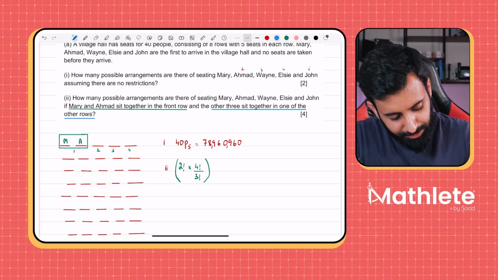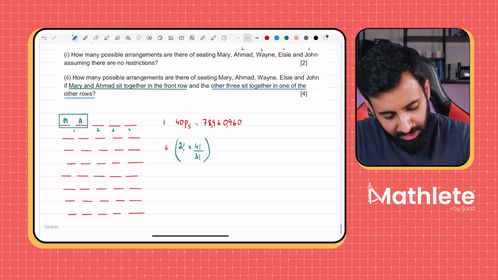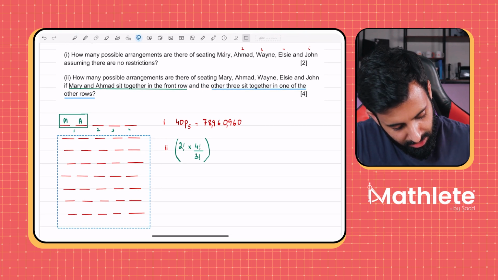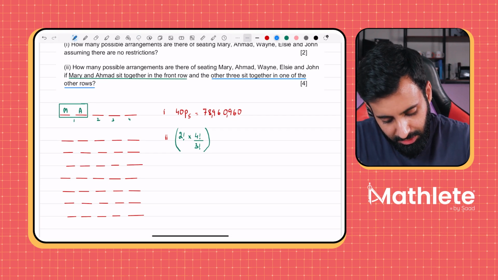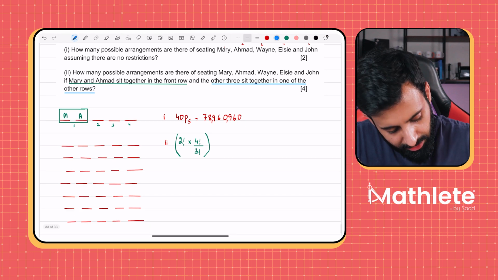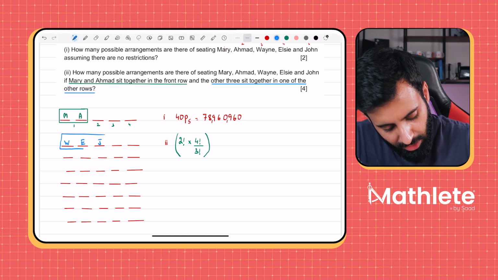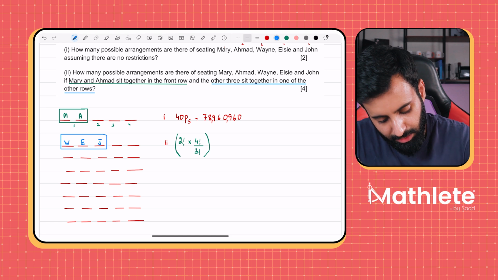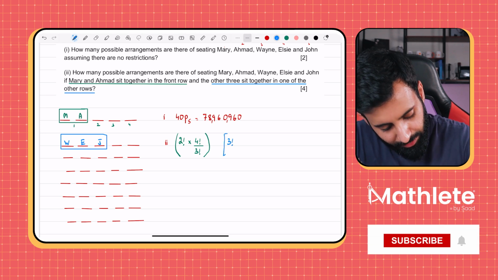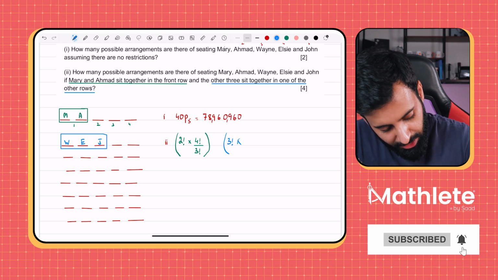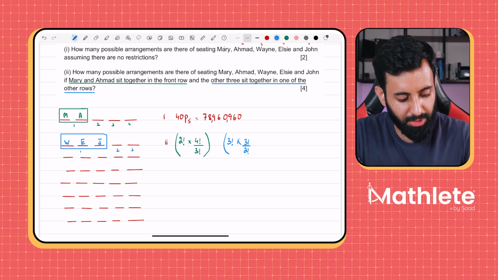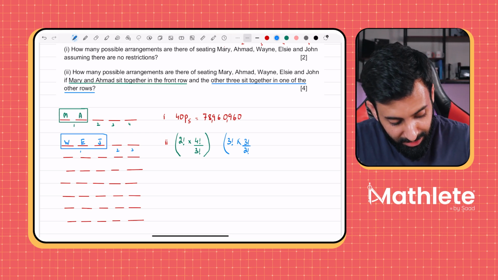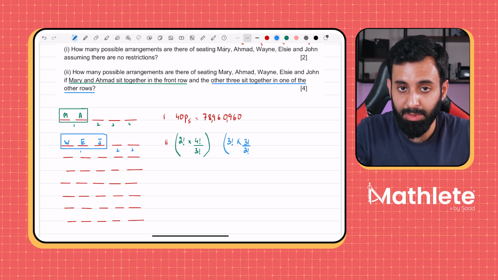Now let's talk about the second restriction. It says that the other 3 sit together in one of the other rows. Let's drag this down so we have room. Now we're talking about the remaining 7 rows. In these remaining 7 rows, 3 people are to sit together. They are Wayne, Elsie, and John. Doesn't matter who they are, they're just 3 people. So once again, these 3 people can shuffle amongst themselves 3 factorial number of ways, multiplied by, we have 3 units that we're supposed to arrange. So 3 factorial, but of these 3 units, 2 are identical because we have 2 blank spaces. Nobody's going to sit here. So this is how they can arrange themselves in one row.